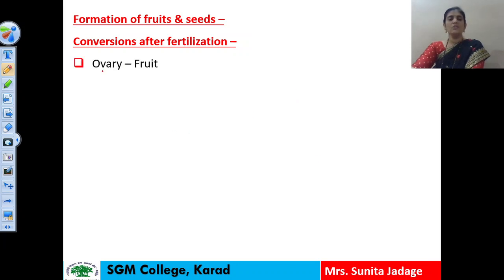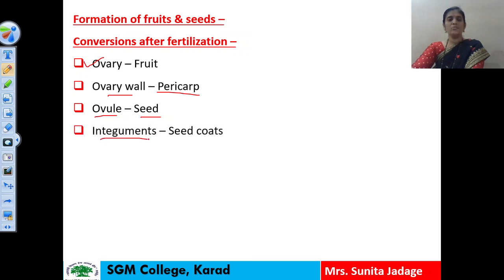First here, ovary is converting into fruit, that means flower is converting into fruit, and from flower particularly ovary is converting into fruit. Then ovary wall is converting into pericarp, that is known as the fruit wall. Then third here, ovule is getting converted into seed. Next, the integuments which are present inside the ovule are converted into seed coats. And as we know, there are two integuments. Hence, two integuments are forming here two seed coats.